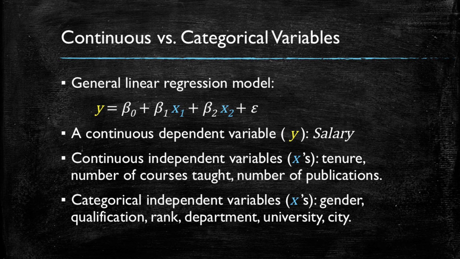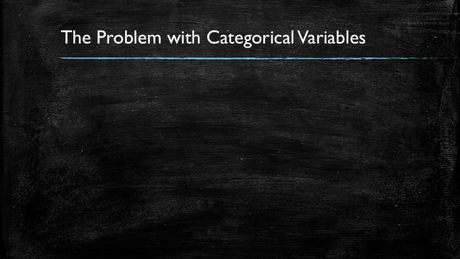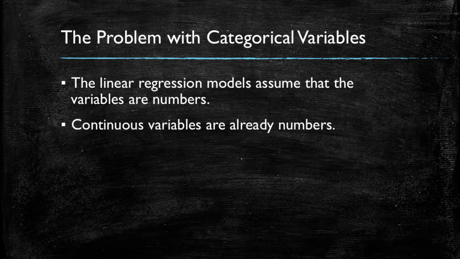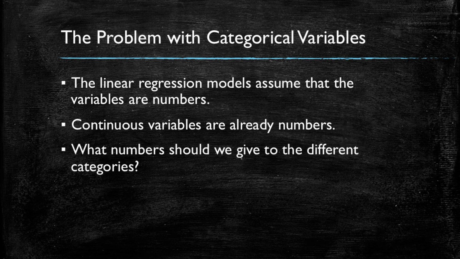However, note that all these are categories, not numbers, and there's a problem in how we choose to represent these categories by using numbers. We need numbers because the linear regression models assume that the variables, the x's, are numbers. This is how the model works. Continuous variables are already numbers, but what numbers should we use to represent the categorical variables?